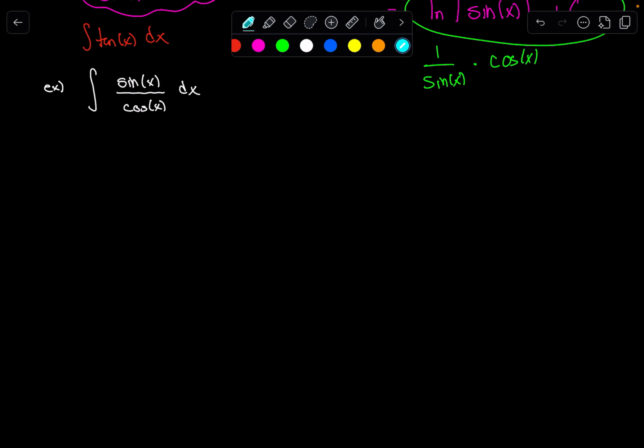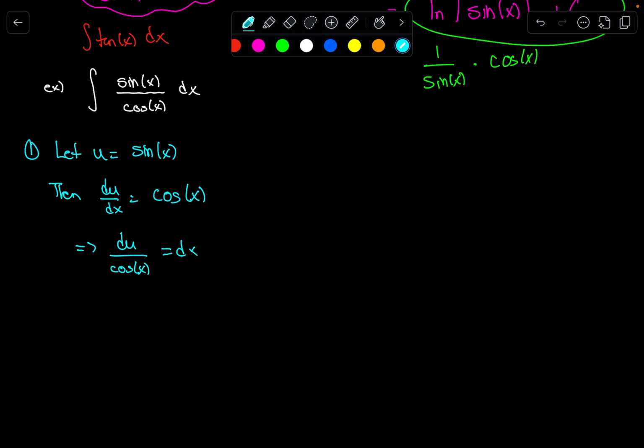And we could go about it in the same way. We say, well, there's a sine of x, the derivative is cosine of x. Let u be equal to sine of x. And so then we're going to get that our du dx is equal to cosine of x, the same stuff that we just did. And with a little bit of algebra, we're going to get that du divided by cosine of x is equal to dx.